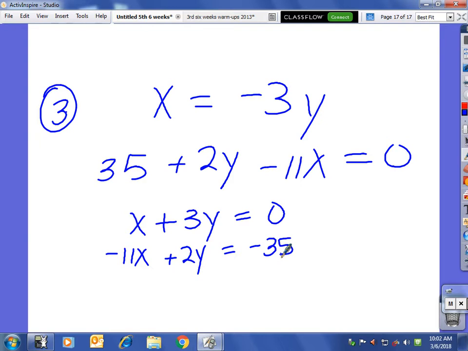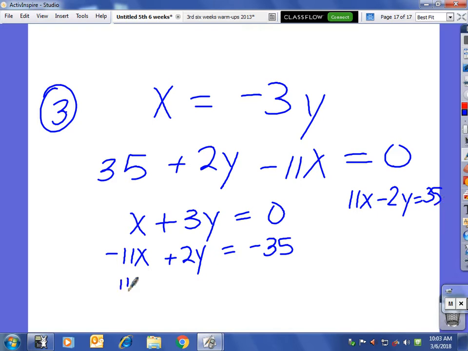Okay, so you didn't do what Ariana said. You did 11x minus 2y equals 35. That's really the same thing. Do you notice how your signs are just the exact opposites of mine? So then you could multiply the top equation by negative 11, and you still accomplish the same thing.